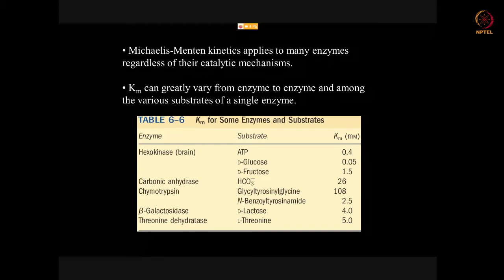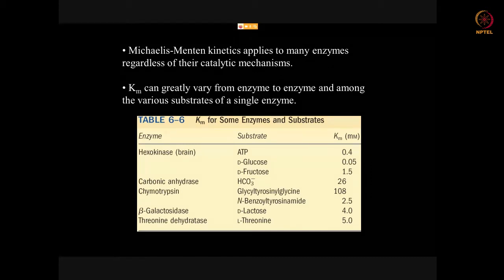Like for example, ES formation is an intermediate step. Probably in some cases ES becomes EP, that is one more intermediate step. Then you have the EP dissociating as enzyme plus product. So there could be multiple intermediate steps.